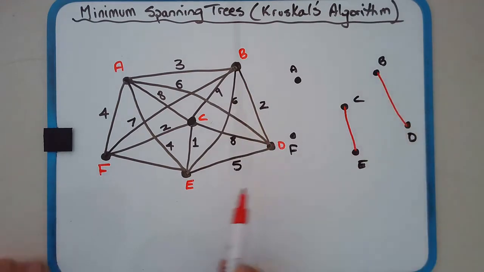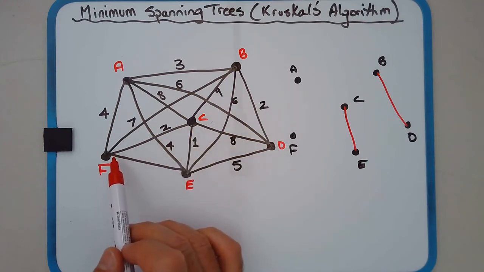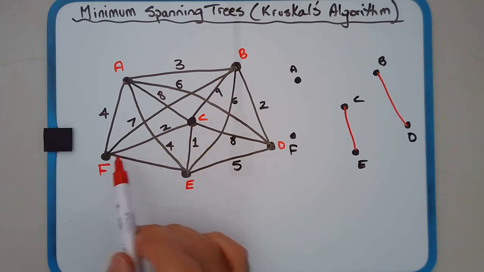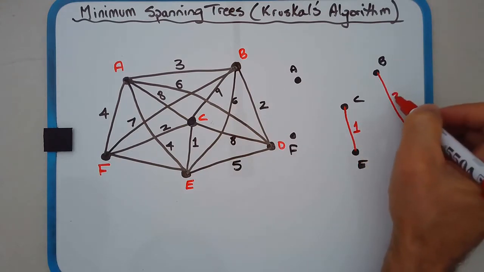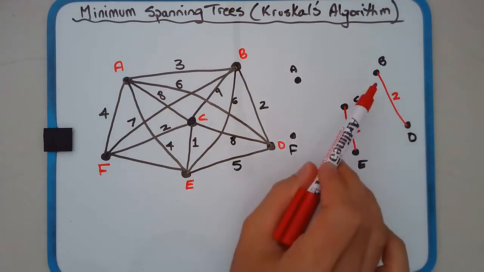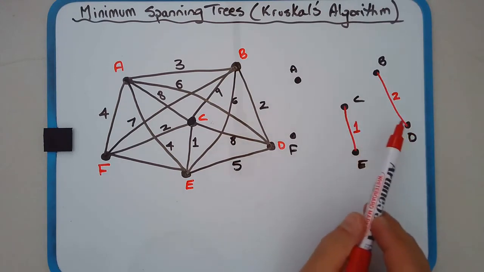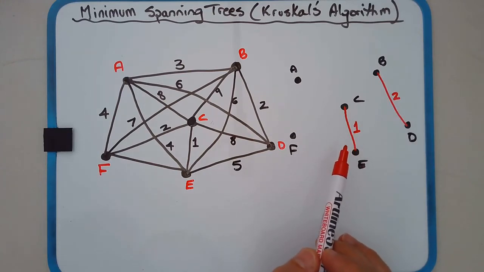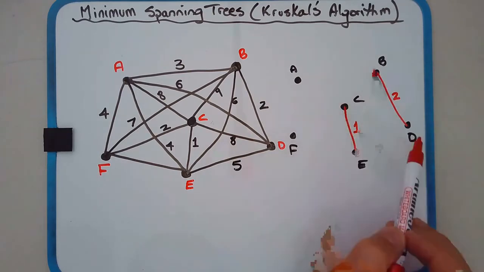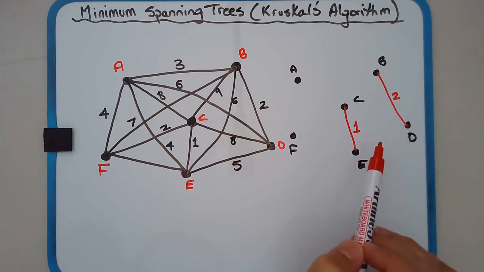Now, by the way, I could have chosen CF, and I may just do so next, in fact. I'm just going to put the weights there. So that's 1, that was weight 2. Notice, though, that by connecting B and D together, and then C and E together, what I've done is form a partial tree, really. There's 2 paths, clearly, but it's a disconnected network. It's not a spanning tree.